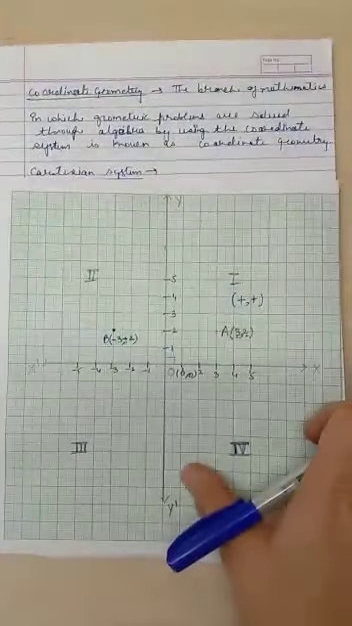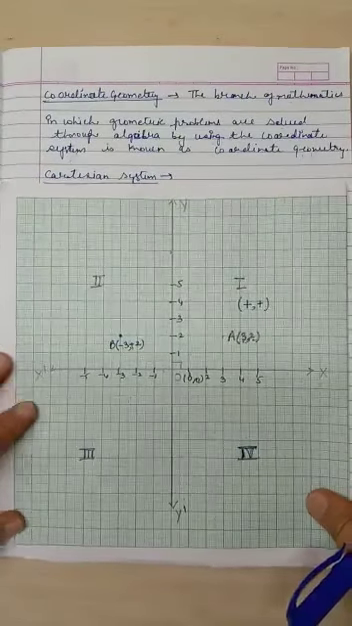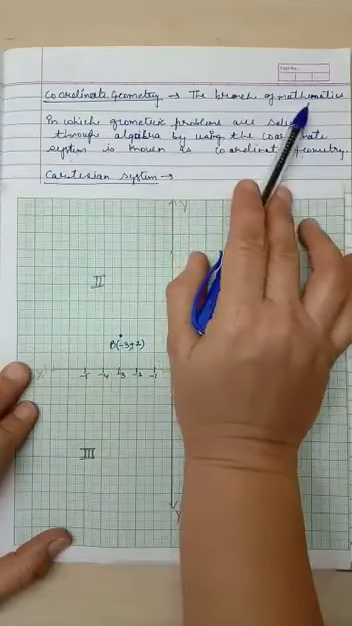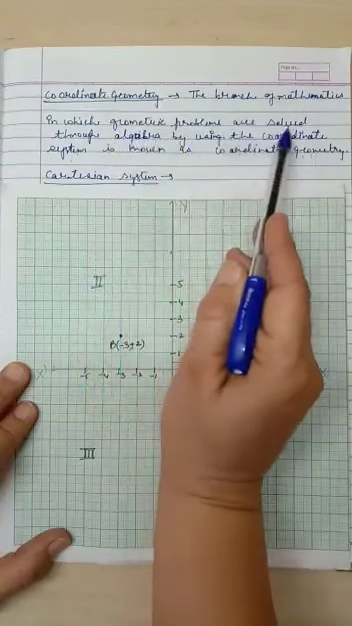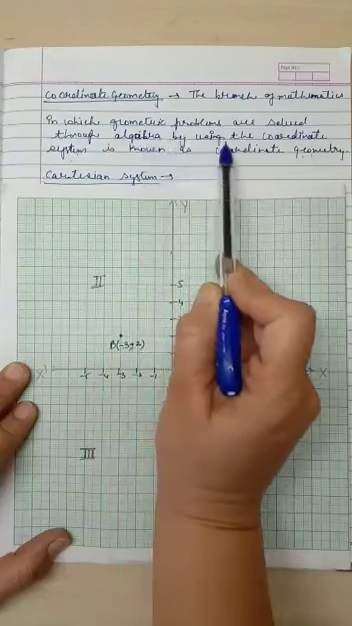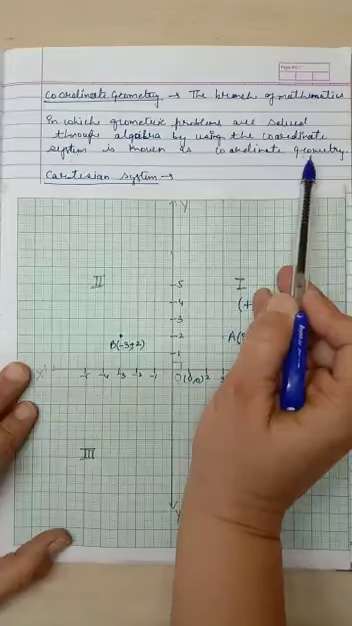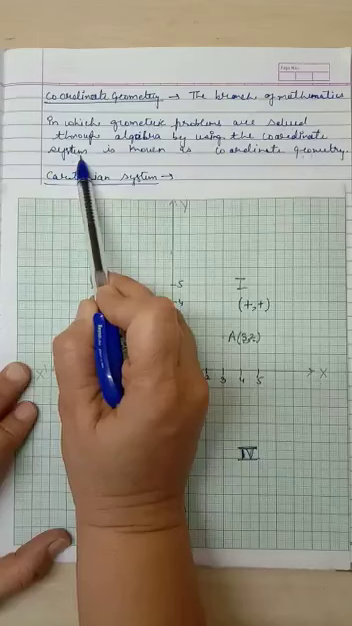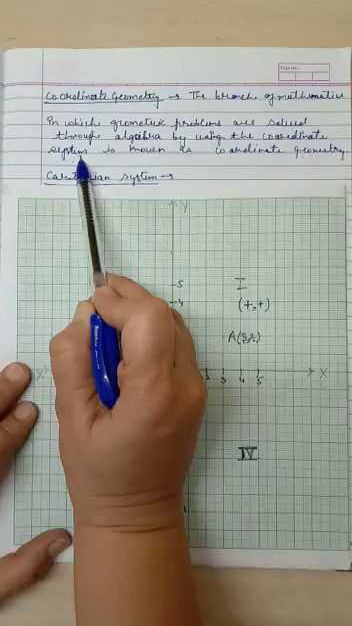This topic, the position of a point in a plane, will be discussed under coordinate geometry. Coordinate geometry is the branch of mathematics in which geometric problems are solved through algebra by using the coordinate system. Now I am using the word coordinate system or Cartesian system. Let us discuss more about this.